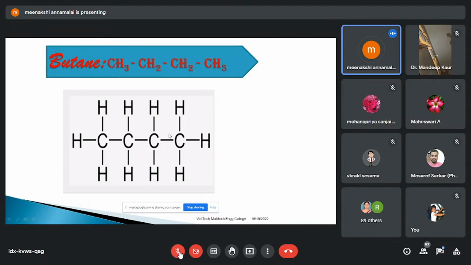So C, this is H3. Next to CH2, so middle C, which is surrounded by 2 hydrogens. And then CH2, again this one. And then CH3, C, which is surrounded by.